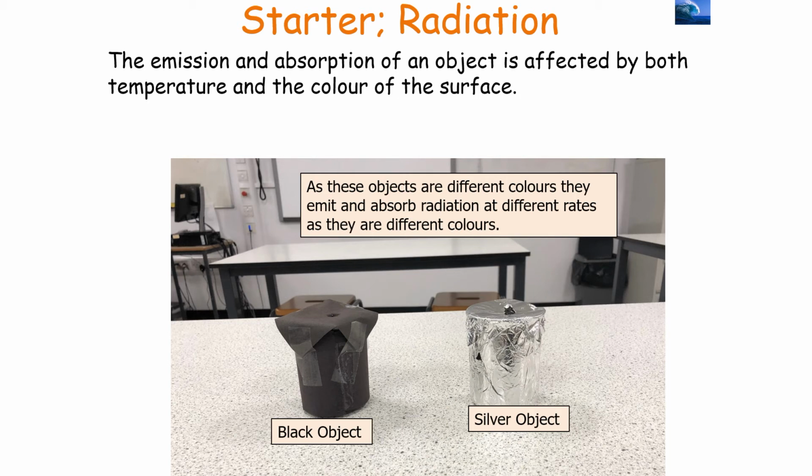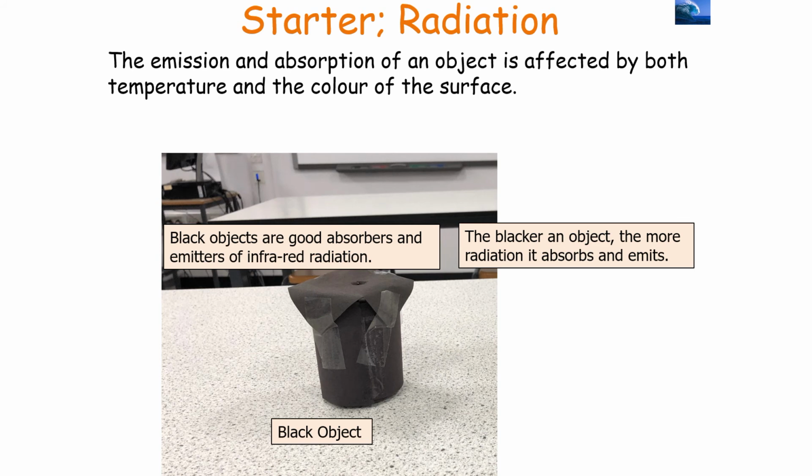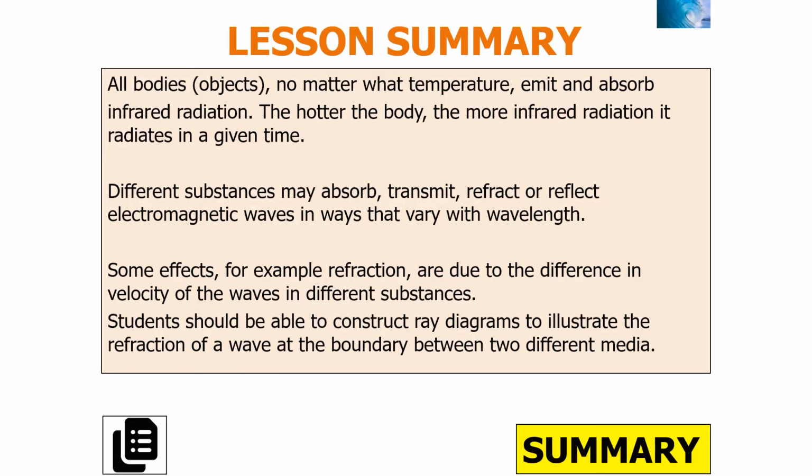So as these objects are different colours, they emit and absorb radiation at different rates because they have either a black colour or a silver colour. Now, black objects are good absorbers and emitters of infrared radiation, while silver objects are poor absorbers and emitters of infrared radiation. So the blacker an object, the more radiation it absorbs and emits. So all bodies, no matter what temperature, emit and absorb infrared radiation. The hotter the body, the more infrared radiation it radiates in a given time.